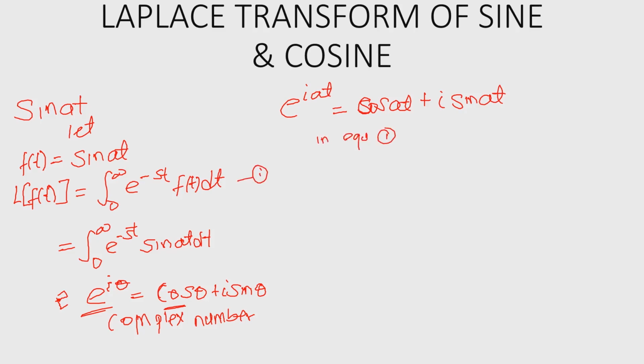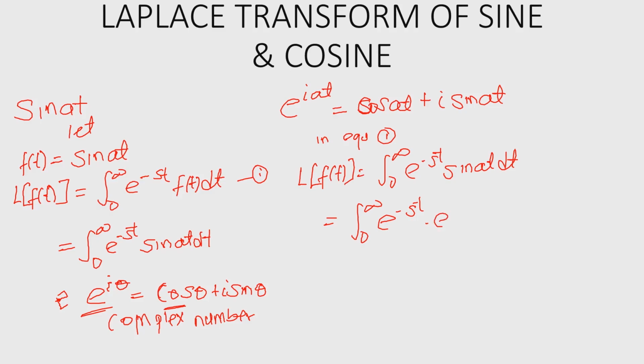Now if you go back to our equation 1, you discover that the Laplace transform of f of t, which is the integral of e raised to the power of minus st sine at dt, is the same as e raised to the power of minus st multiplied by e raised to the power of i at. So instead of writing sine, we'll write the whole of this. Now let's begin to evaluate.